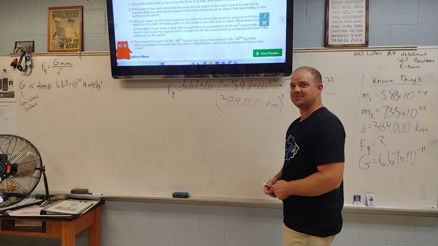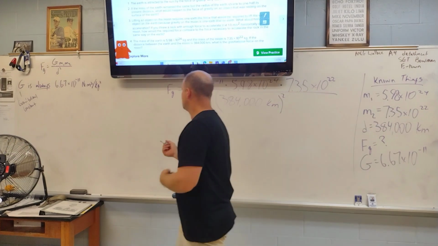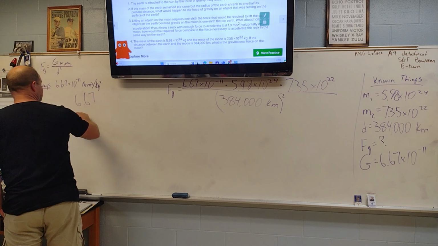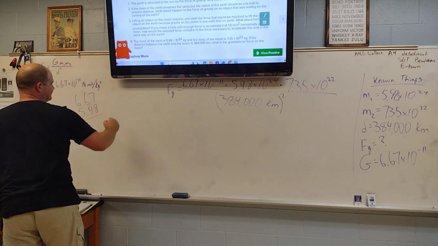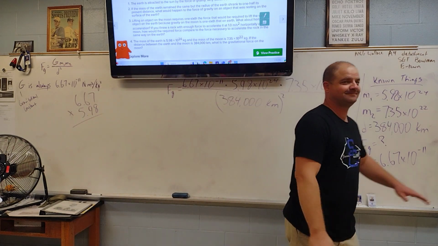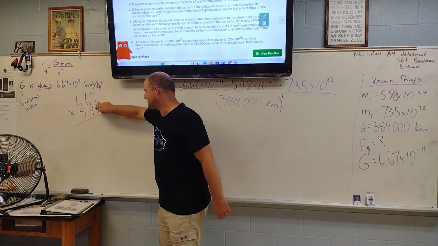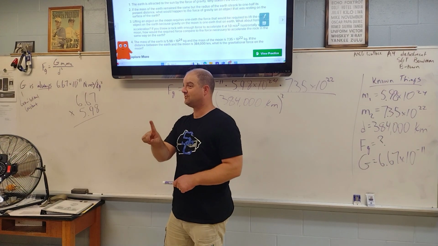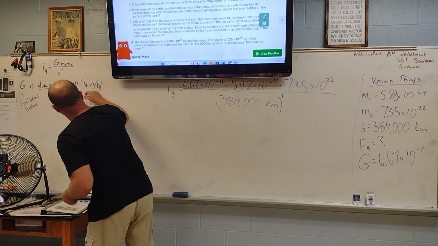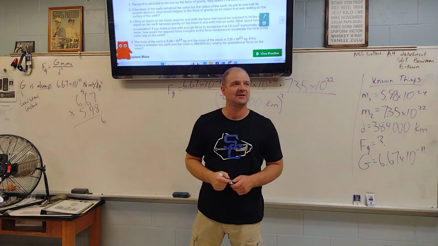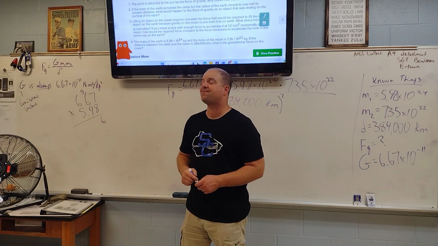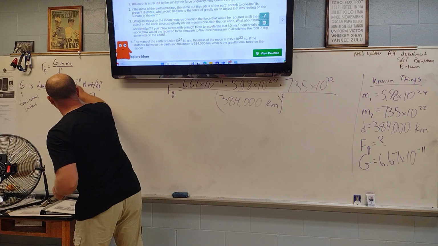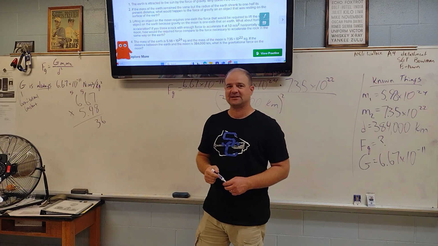Do you want to attempt it yourselves, or do it together? Okay. 6.67 times 5.98. Here we go. What's 8 times 7? 56. So put a 6 here. The 5 carries. 8 times 6 is 48 plus 5. 53. Carry the 5.